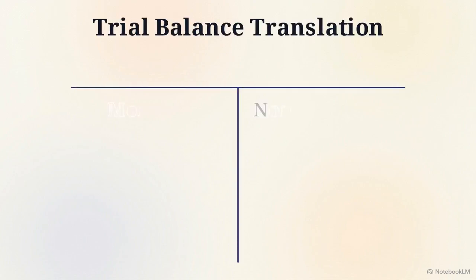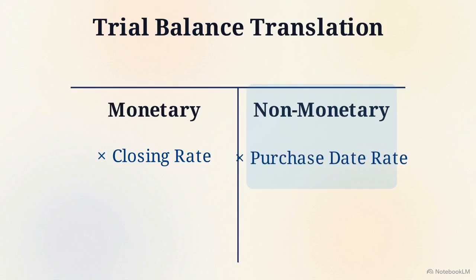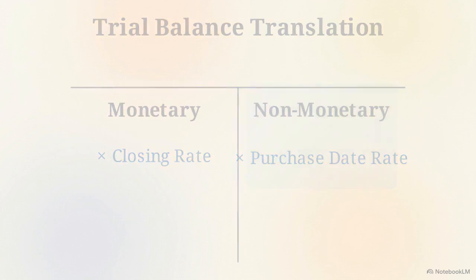Converting a foreign branch's trial balance into Indian currency requires splitting items into two categories. This T-account diagram separates them into monetary and non-monetary items. Monetary items, such as cash and debtors, are translated using the closing exchange rate on the balance sheet date. Non-monetary items carried at historical cost, like tangible fixed assets, must be translated using the exchange rate that existed on the date the asset was purchased.